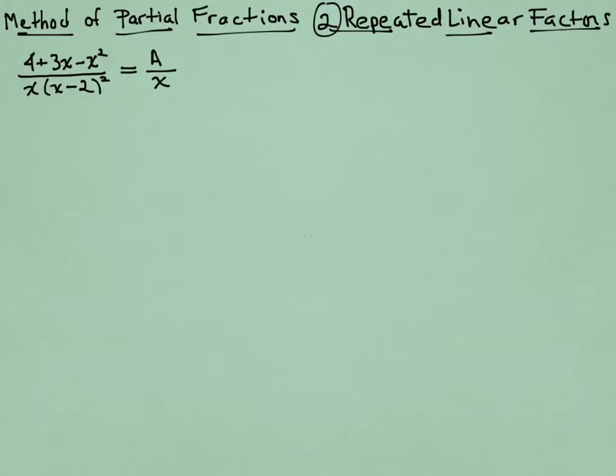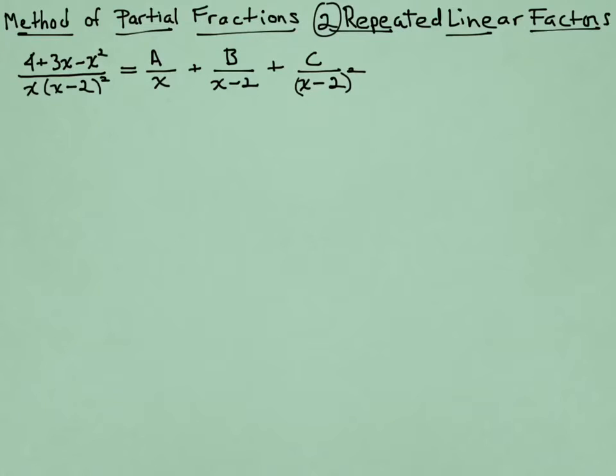In this case, what will happen is, as before, we'll see a term corresponding to the factor of x, so that will be a over x. We'll get another linear term corresponding to the x minus 2. But because it's repeated, we're going to have a third term. That third term will look like a constant, which I'll call c, over x minus 2, but now squared.